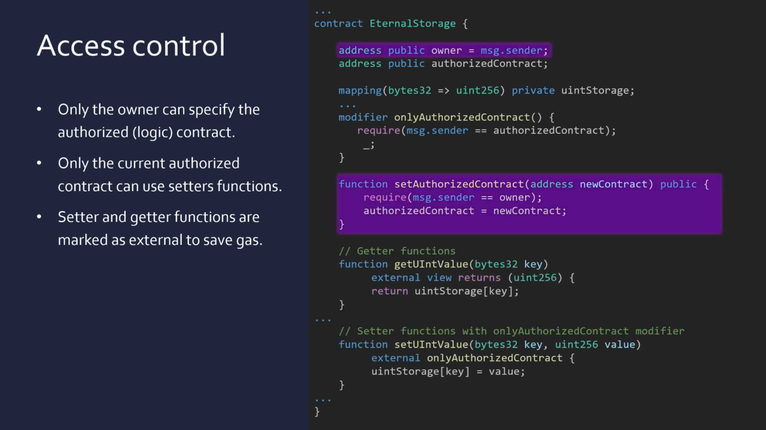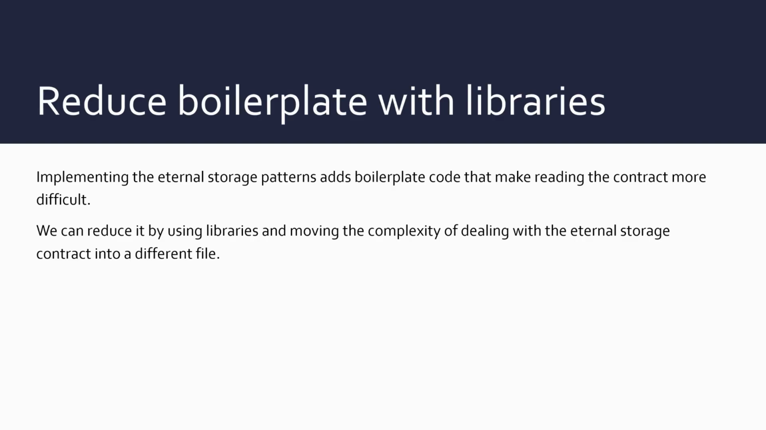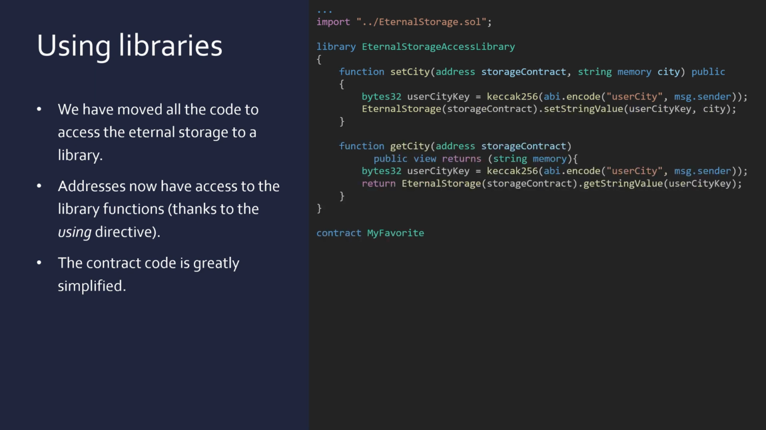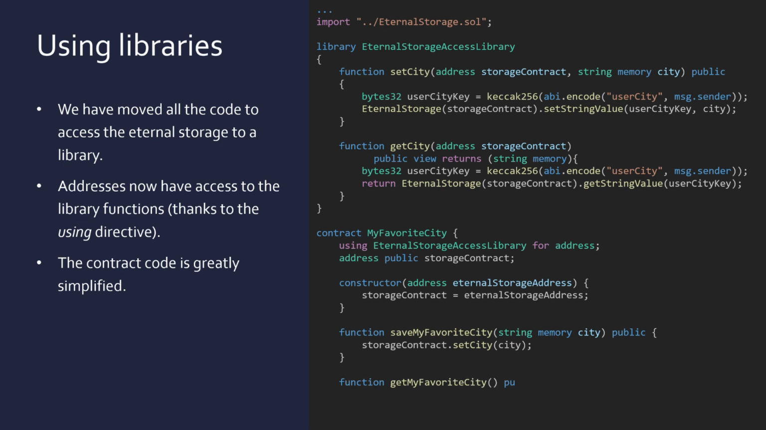We can achieve this by adding little more than some basic ownable functionality and a modifier that checks that setter functions are called by the authorized contract. Implementing the eternal storage pattern adds boilerplate code that makes reading the contract more difficult. We can improve it using libraries, moving the complexity of dealing with the eternal storage contract away from the logic contract.